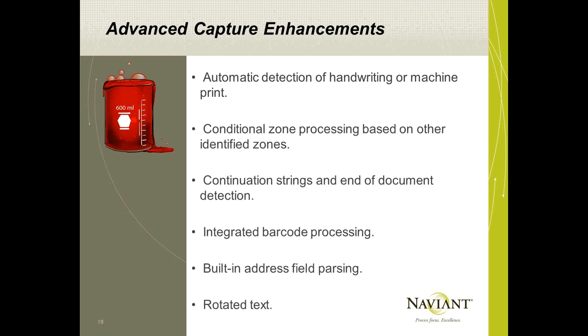So you now have automatic detection of handwriting or machine print. You have conditional zone processing based on other identification zones, which means you can say, if there's something in this area of the page, then go look at this other area of the page for information. Otherwise, don't bother OCRing it. You have continuation strings and end of document detection. You have integrated barcode processing, and you also now have built-in address field parsing and rotated text. Like I said, we'll talk about this in another webinar, so I'm just going to move on to the next thing.